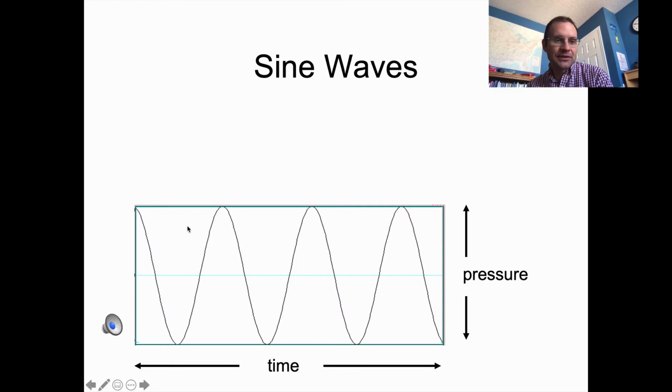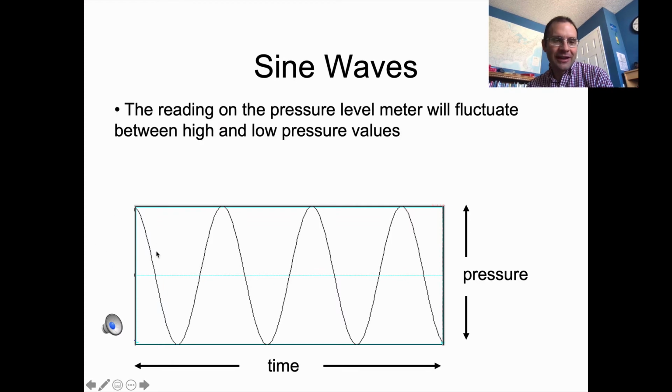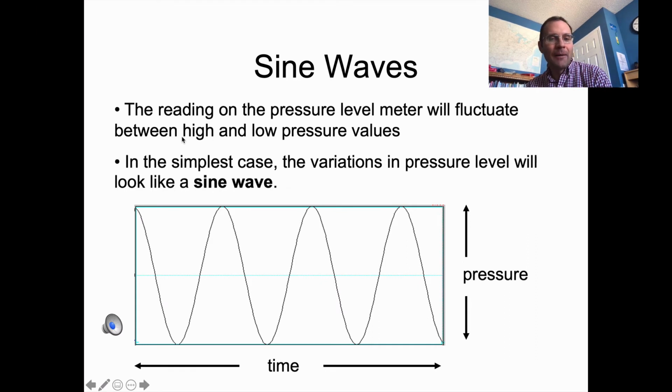And this is a specific shape of wave that you may have encountered in math class in high school, called a sine wave. So the reading on the pressure level meter is going to fluctuate between high and low pressure values. And in the simplest case, the variations will look like a sine wave, which sounds like this. It's a very simple sound. Sometimes they call it a pure tone.